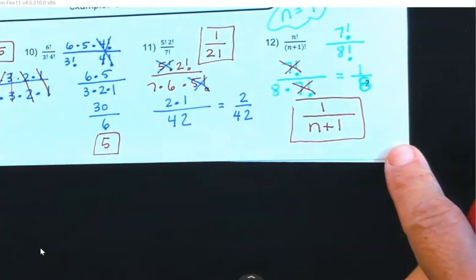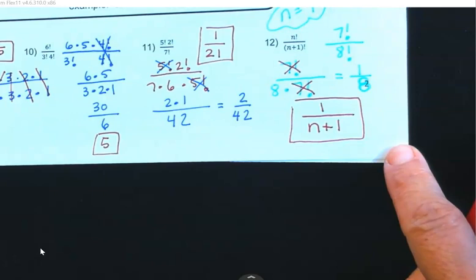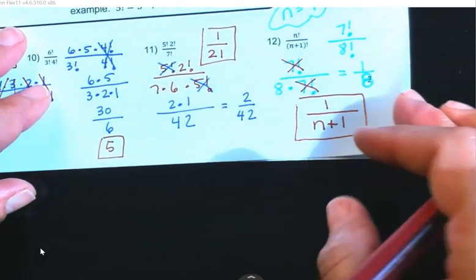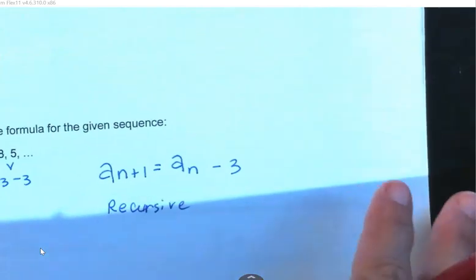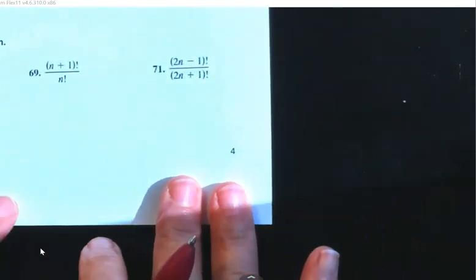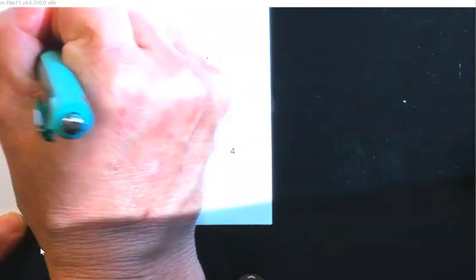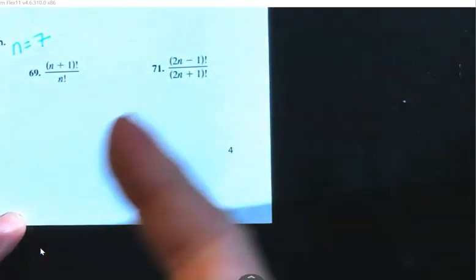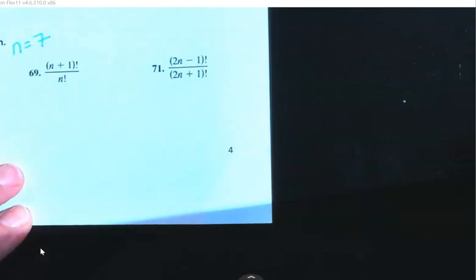Let's do it a couple more times with the letter N. Y'all turn to page 4. Please turn to page 4. I'm going to find my page 4. Here it is. All right, at the bottom of page 4, y'all, I'm just going to do 69 and 71, just the ones in terms of N. And I'm still going to let N be 7 just because I'm consistent. I just picked 7 because I like 7.